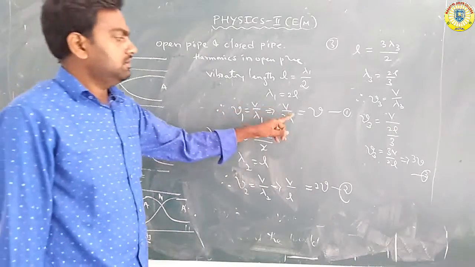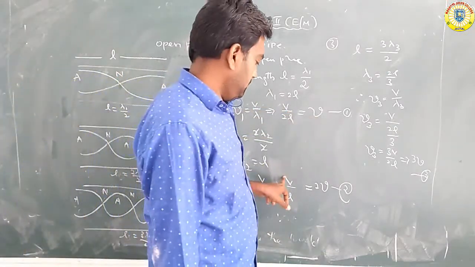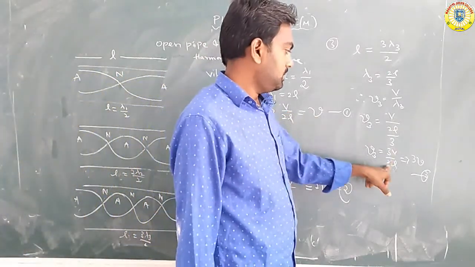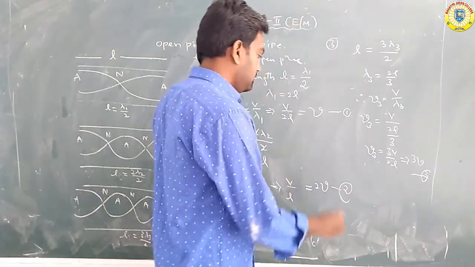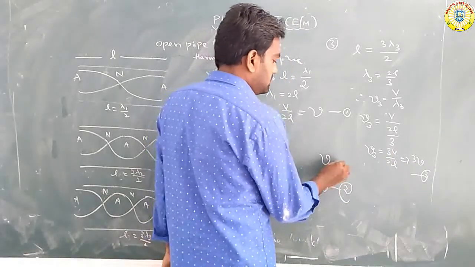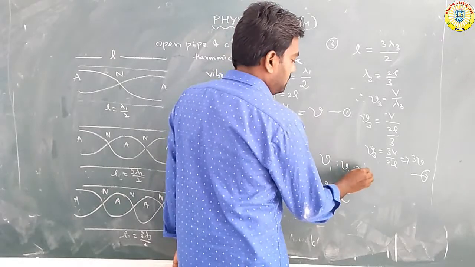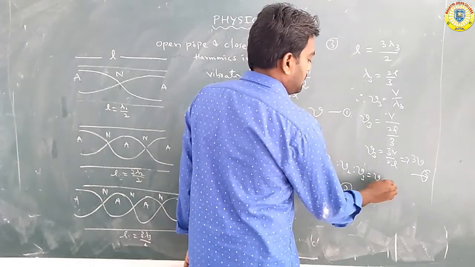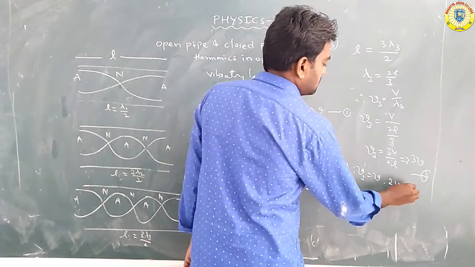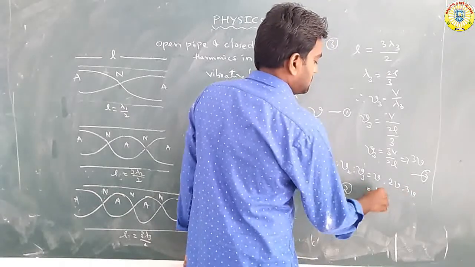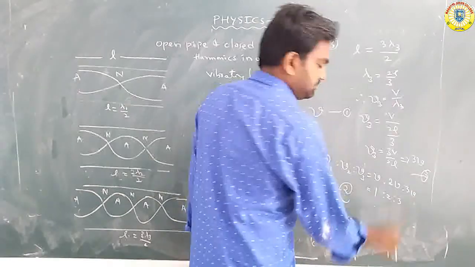So equation 1: V by 2L is equal to nu, V by L is equal to 2 nu, 3V by 2L is equal to 3 nu. So the frequency ratio nu 1 is to nu 2 is to nu 3 is equal to nu is to 2 nu is to 3 nu. So that is 1 is to 2 is to 3.